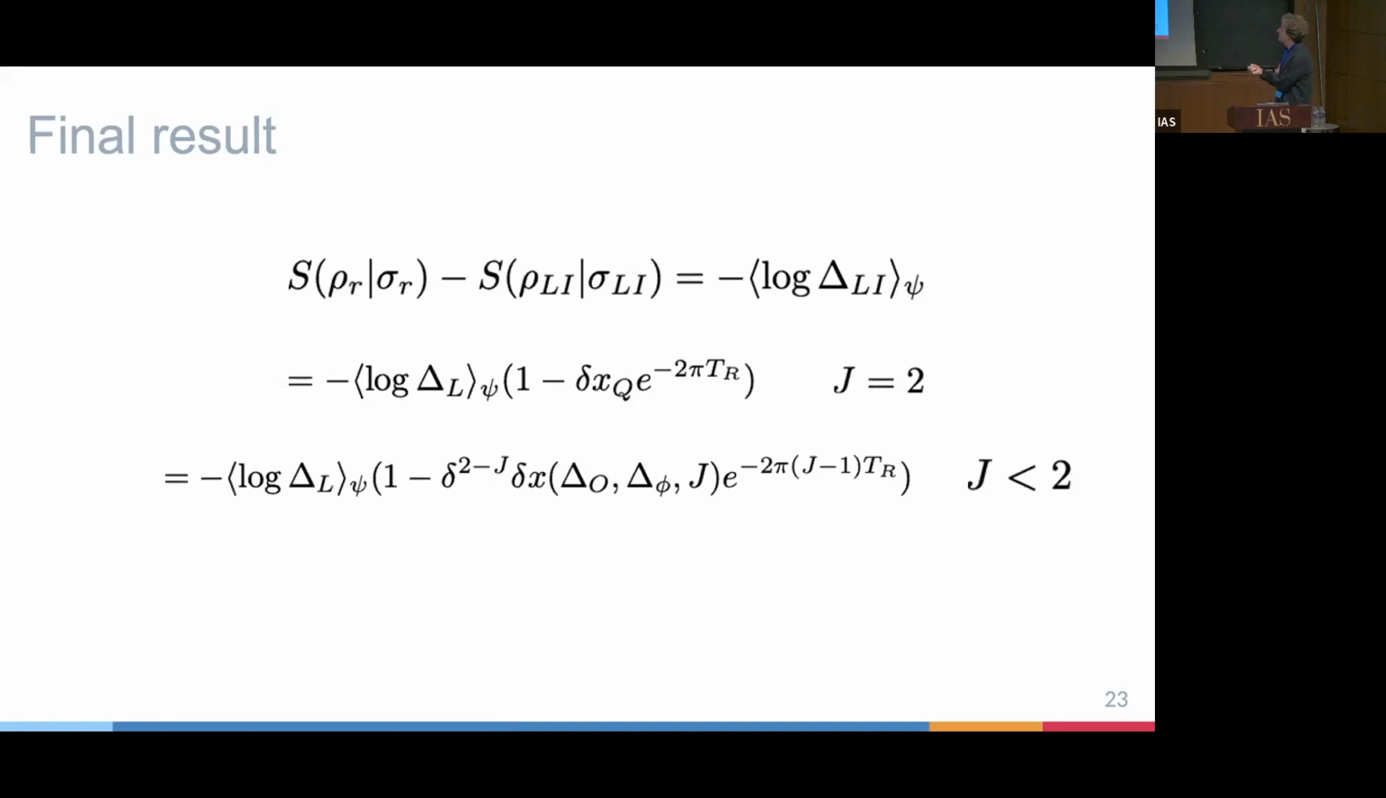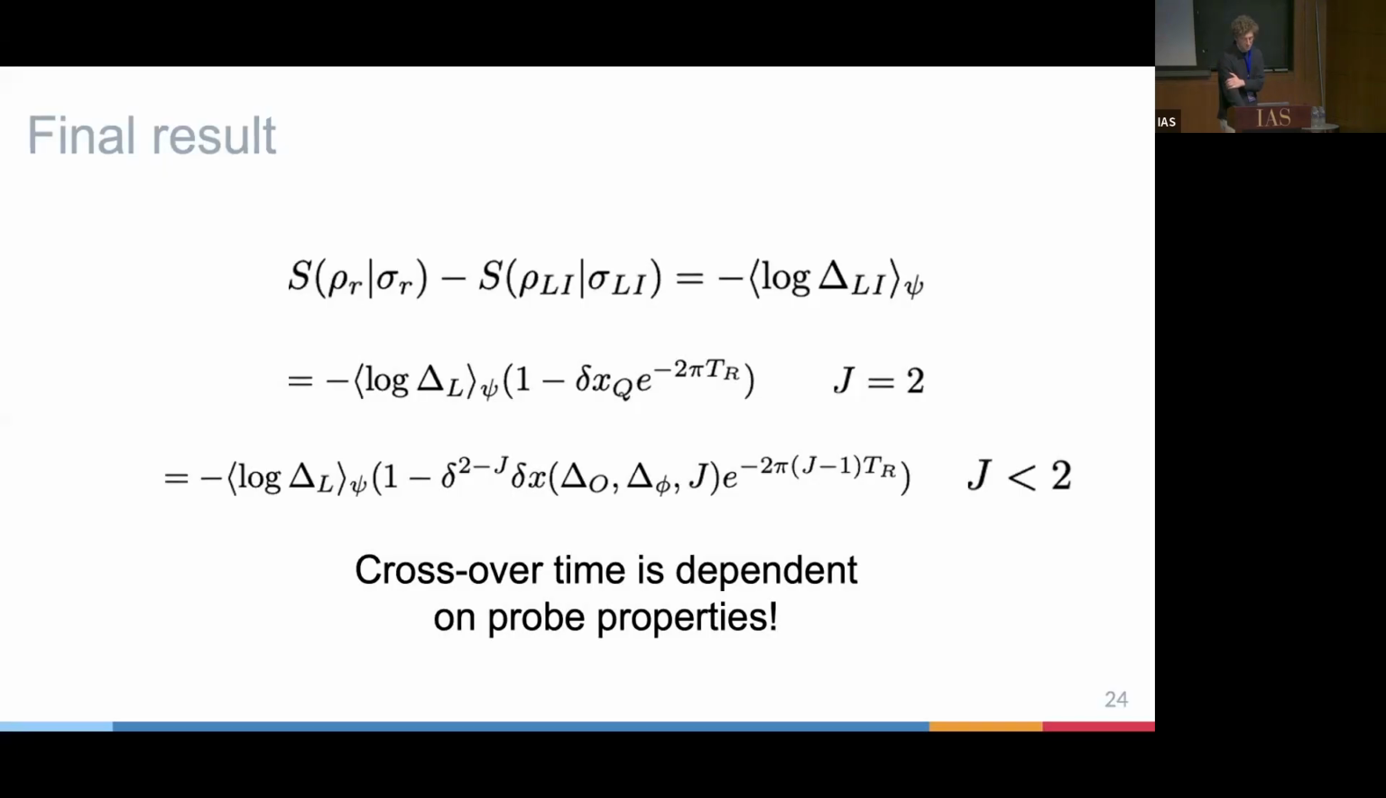And this delta x here now depends on the mass or the dimension of the particle that you are throwing in. Before, delta O showed up in here, I suppressed that dependence, and now this delta x depends on both delta O and delta phi. So the transition time, the time at which this thing goes from being positive to negative, seems very much probe dependent. It depends on details of exactly what you're throwing in and how you prepare the state. So this crossover time is dependent on probe properties.